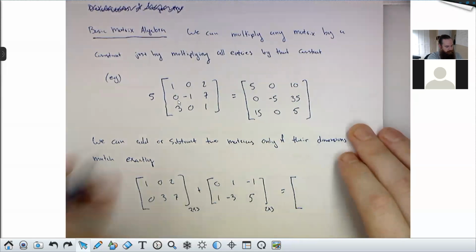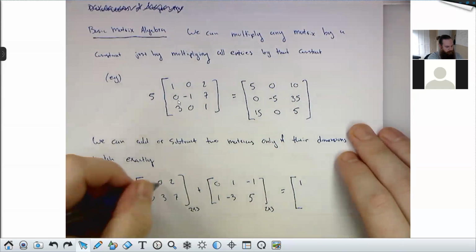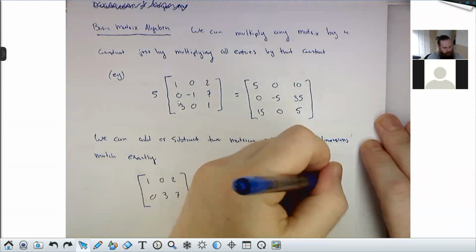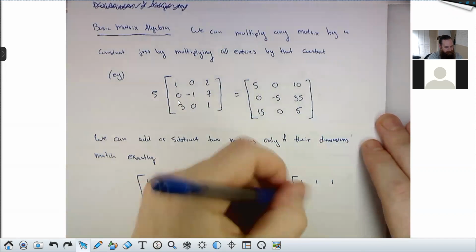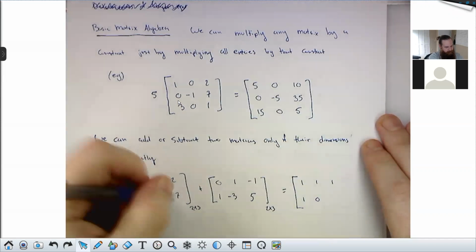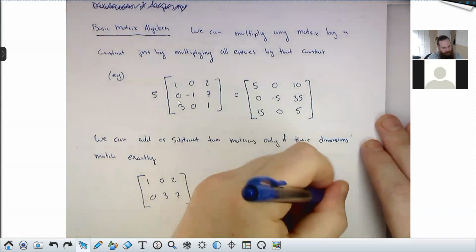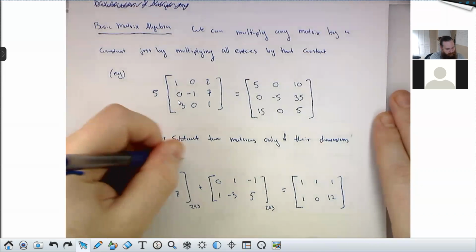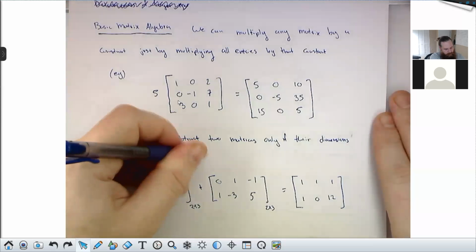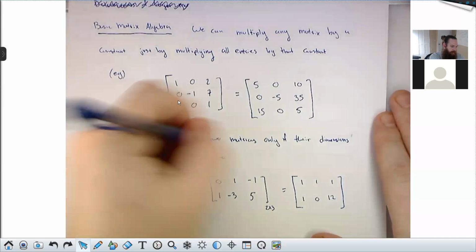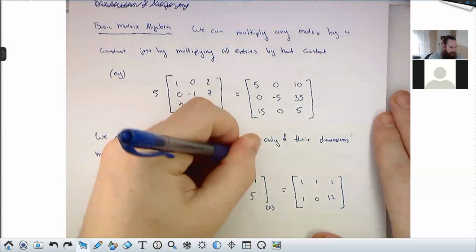So 1 plus 0 is 1, 0 plus 1 is 1, 2 plus negative 1 is 1, 0 plus 1 is 1, 3 plus negative 3 is 0, and 7 plus 5 is 12. You just add each by adding matching entries called the components.